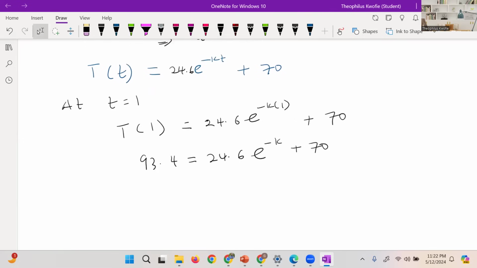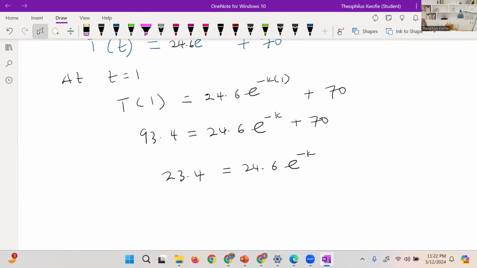Okay. Now, how do we do that? We just do one or two arithmetic steps, and we should get something like 23.4 equal to 24.6 multiplying e to the power minus k. Now, at this point, since we have the exponential function in it, I'm going to solve for k, which is at the exponent. We can take the natural log of both sides. But before that, let's divide both sides by 24.6 so that it is easy for us to solve, right? Good. So please, let's take note of that.